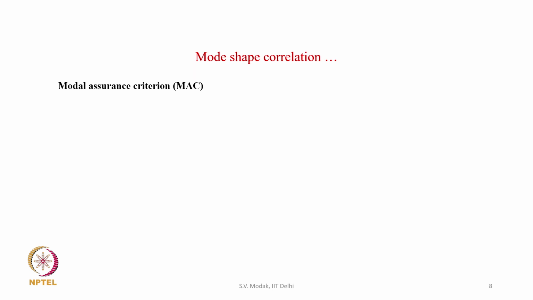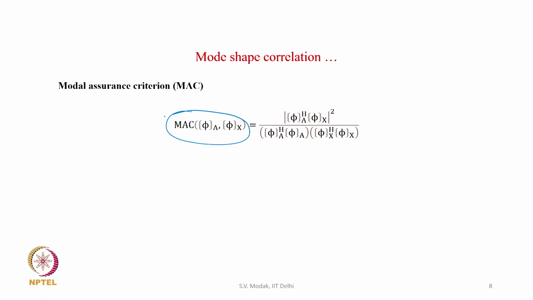The modal assurance criterion, abbreviated as MAC, between an experimental mode and an analytical mode is computed using this expression. On the left hand side, this represents the MAC between the analytical or FE model mode and the experimental mode. Here subscript A is used to represent the analytical or FE model quantity, and subscript X is used to represent its association with the experiment or modal test. This MAC value is computed by the expression shown on the right hand side.